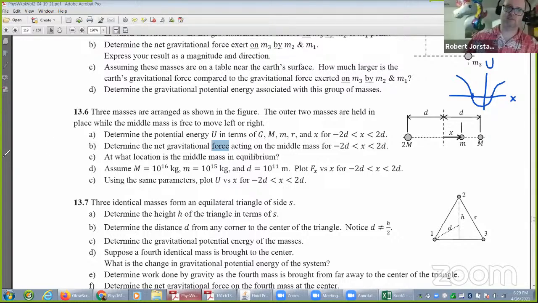This is what I'm looking for in general. How do you get the force at any one point? How would I get the force right here, or how would I get the force at this value of X or the force at this value of X? Do you remember what we did to get the force at any one point on the graph?